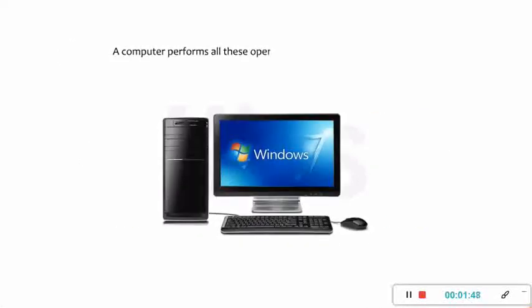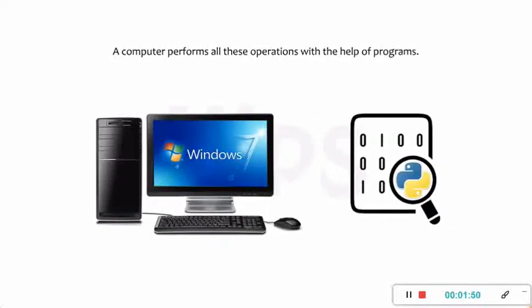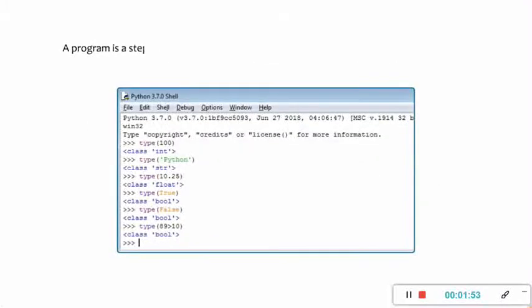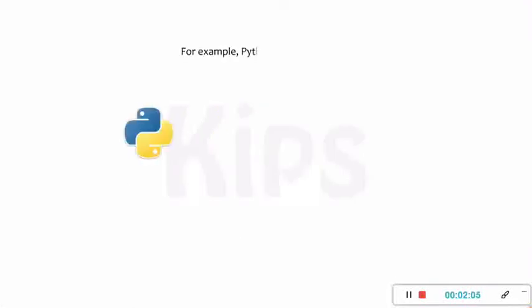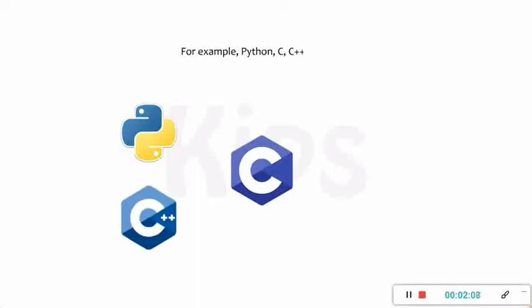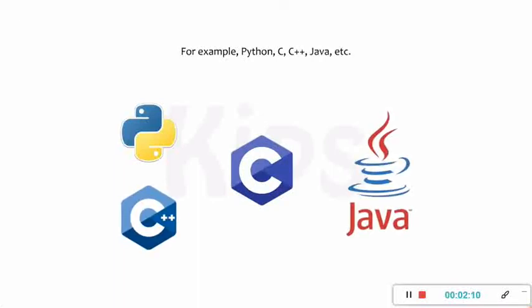A computer performs all these functions with the help of programs. A program is a step-by-step sequence of instructions that help the computer to perform the given task. There are many programming languages that you can use to write programs, for example, Python, C, C++, Java, etc.